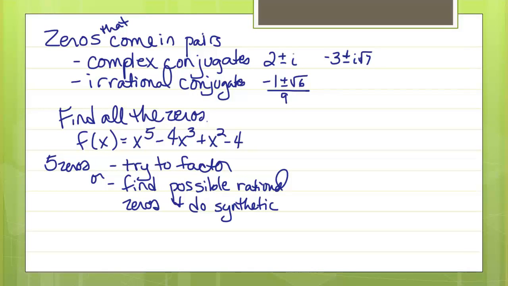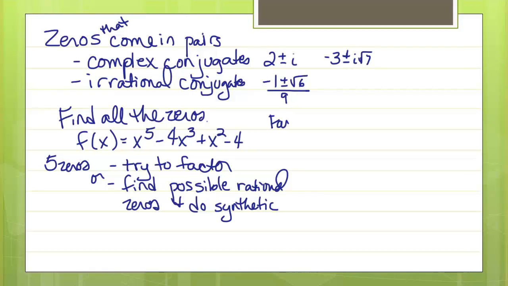I think this one would be able to be factored by grouping some. So if you want to try that on your own, that would be a good thing. But excuse me, I'm going to go ahead and do some synthetic substitution. So let's talk about what are our possible zeros.